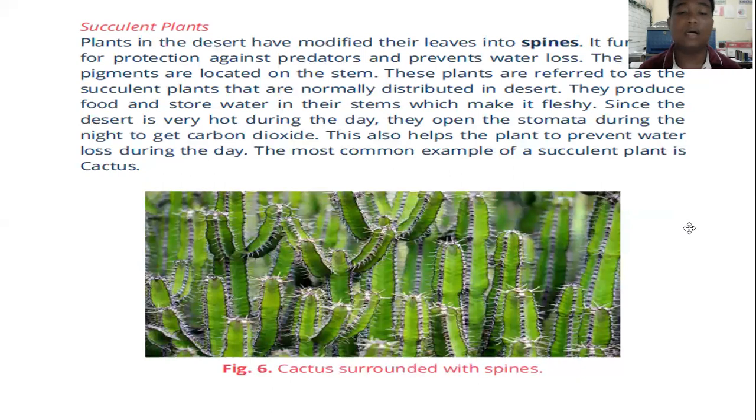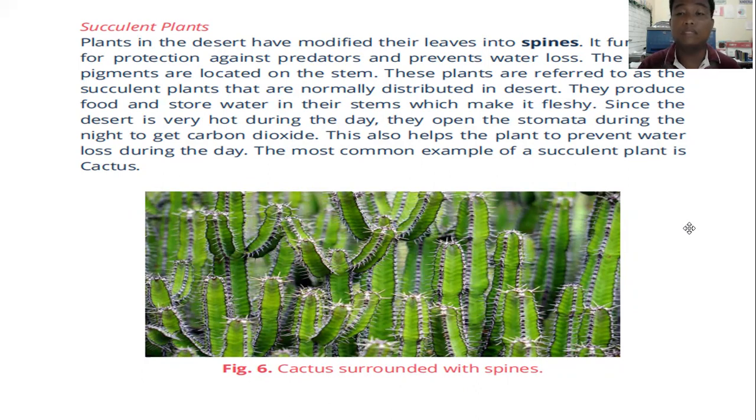So in the deserts, that is where we can find these plants. They produce food and store water in their stems, which makes them fleshy. Since the desert is very hot during the day, they open the stomata during the night to get carbon dioxide. This also helps the plant prevent water loss during the day. The most common example of a succulent plant is cactus. So we can find cactus in the deserts.